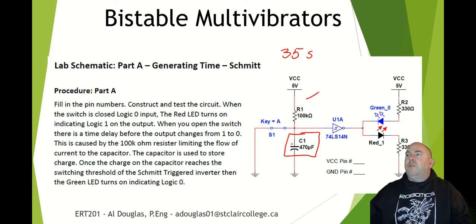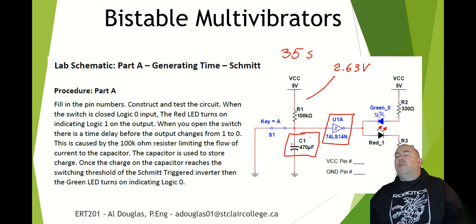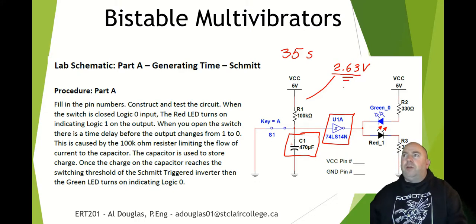And the voltage will increase until you hit about 2.63 volts, I think you'll see in Tinkercad. At that point, you'll get a transition on this, and your light is going to go from red to green. So you'll actually be able to see in time that this capacitor is charging the circuit, and your lights will transition when you hit a certain voltage. And that voltage, I believe, is about 2.63 volts.